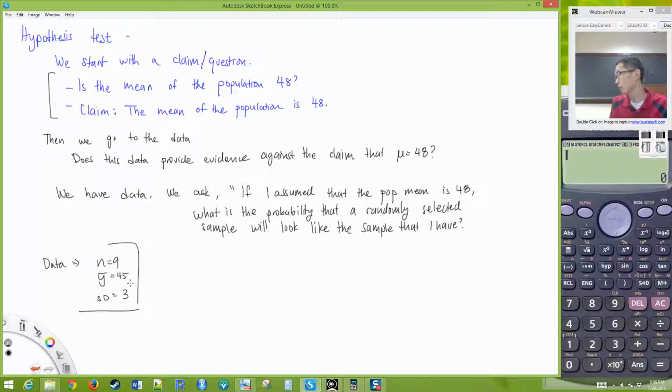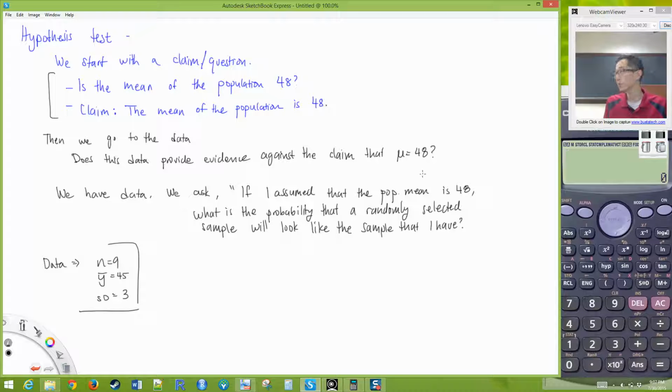Now, obviously, if the population has a mean of 48, every time I take a random sample, it's going to be a little bit different. We expect the sample means to be close to 48. That's what the central limit theorem tells us. It says if the population mean is a certain value and you take random samples, we're expecting to get sample means close to the population mean. And here I'm getting a sample mean that's 45, so that's 3 units away.